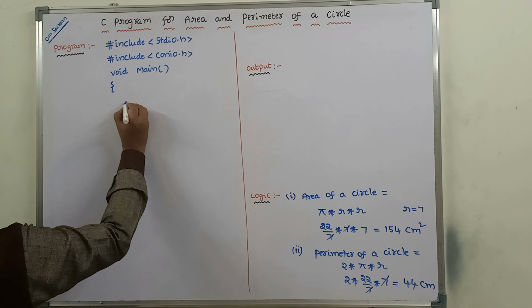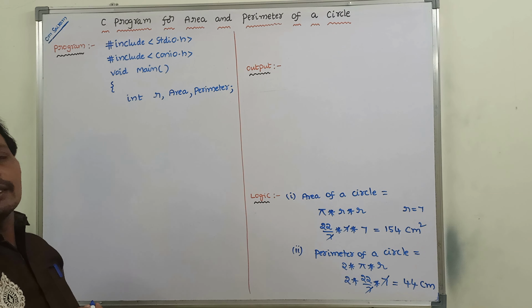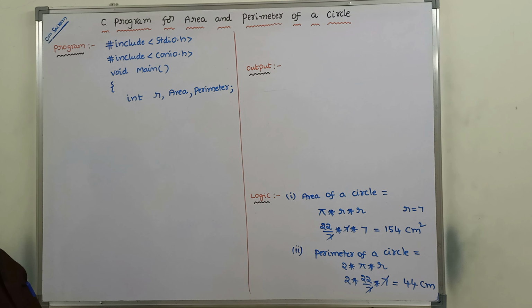Next, what variables do we have to declare? The radius r, the area of a circle, area, and the perimeter of a circle, perimeter. So int r, area, perimeter. If you require, these variables can also be declared as floating point variables. There is no problem at all.